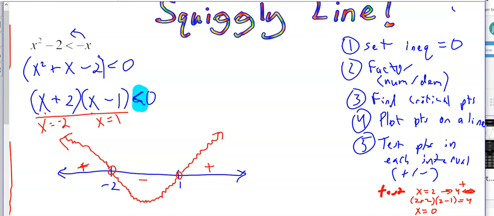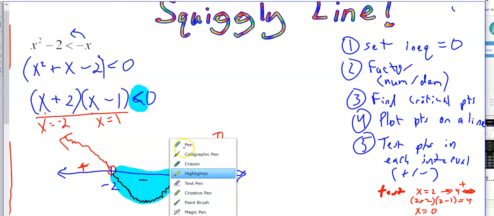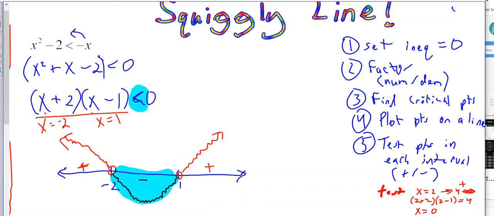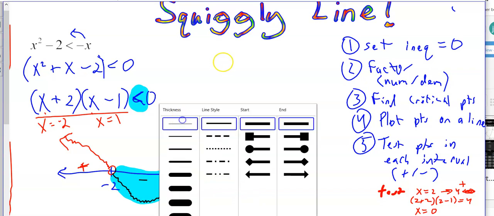If you think about this symbol right here, so less than, I want values that are smaller than 0. So I really want this middle interval because I want negative values. Anything that's smaller than 0, those are only the negative ones. So it looks like it has an open circle. It kind of goes there. So really anything in this middle interval is below the line. So my final answer for this problem is going to be only that middle interval.